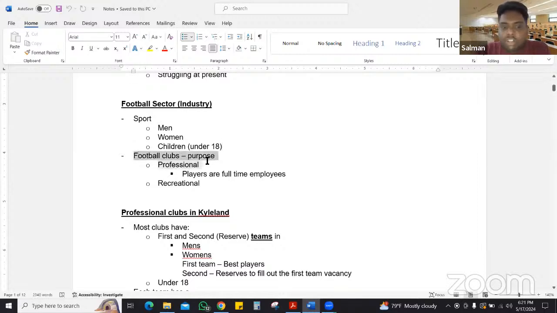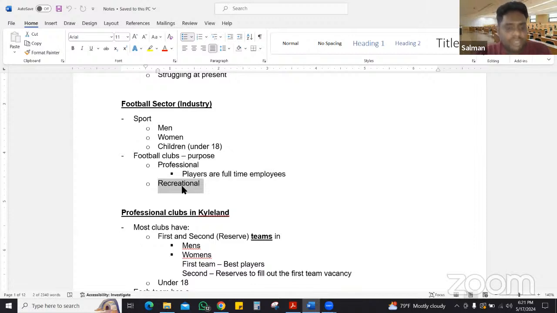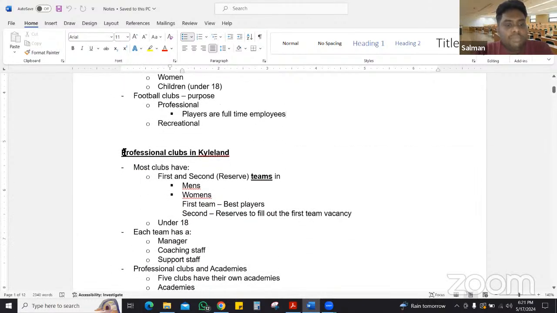And when it comes to football clubs in general, they can also be classified based on the purpose of the football clubs. There are professional football clubs. Then there are also recreational football clubs. Recreational football clubs are where football clubs operate for the purpose of recreation, having fun, entertainment, for leisure. But there are also professional football clubs where they consider football as a profession. So players here are full-time employees. Football is their profession. If you look at professional clubs in Thailand, we are not thinking about recreational clubs. We are looking at professional clubs.